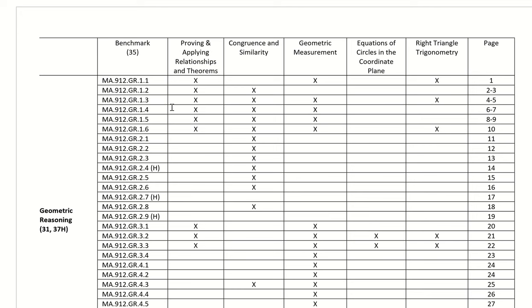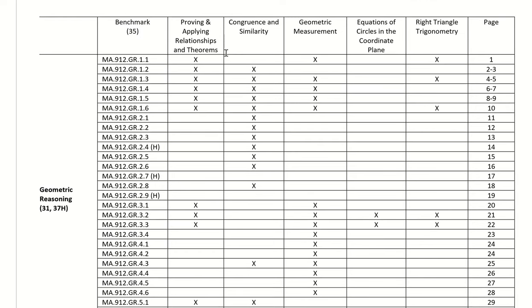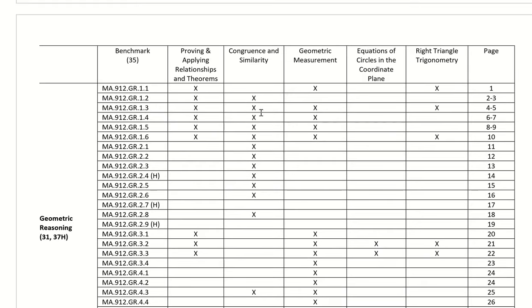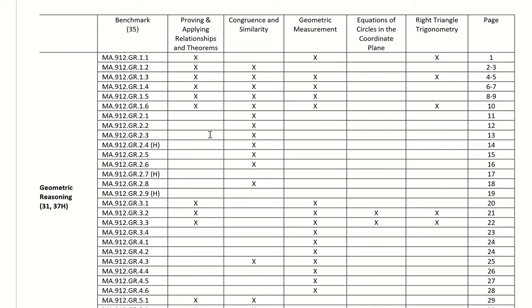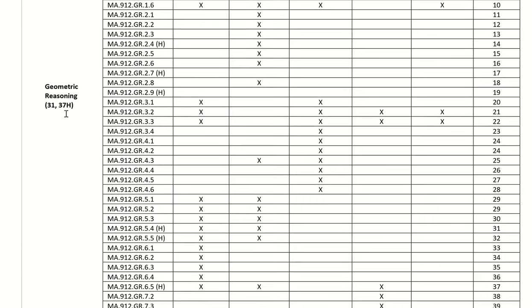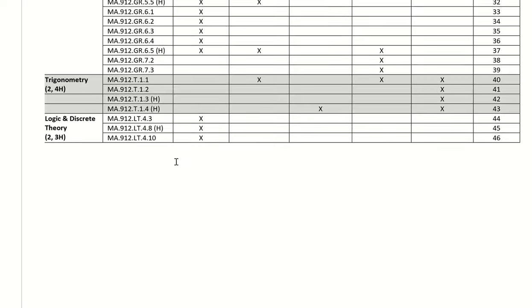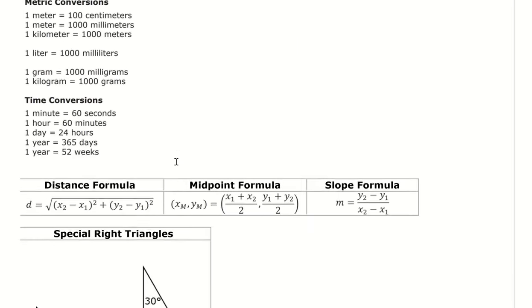All right, we try to keep it to at least three problems per benchmark. Some have a lot more, depending on how big it is and how much content there is to cover in that benchmark. But these are the different fields that will be tested on in the EOC. You can see they're kind of spread out on here, but most of the benchmarks are geometric reasoning, which is like proofs and things like that, and lines and triangles and things like that.